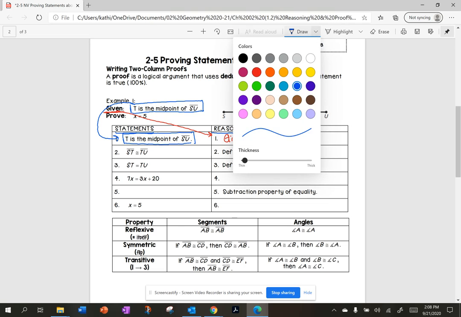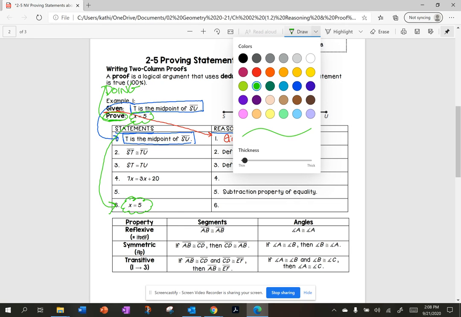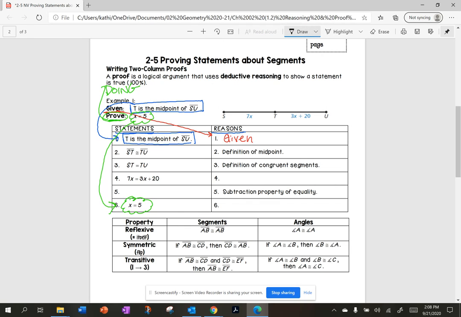And then what I'm trying to prove, this is what I'm doing. I am trying to prove that x equals 5. So whatever I'm trying to prove is always my last statement. Okay, so now we're going to keep going through, and we're going to fill in the rest of the math and the rest of the reasons.